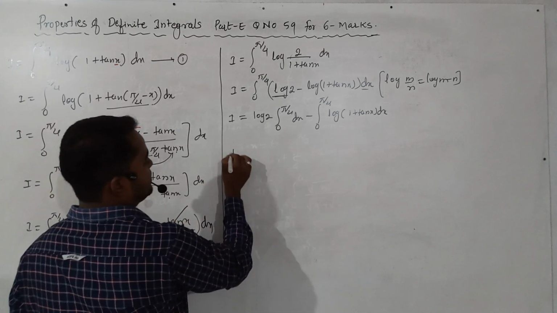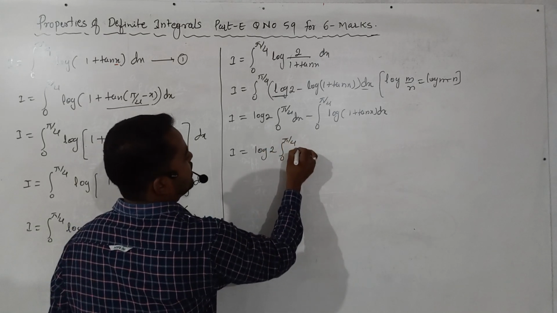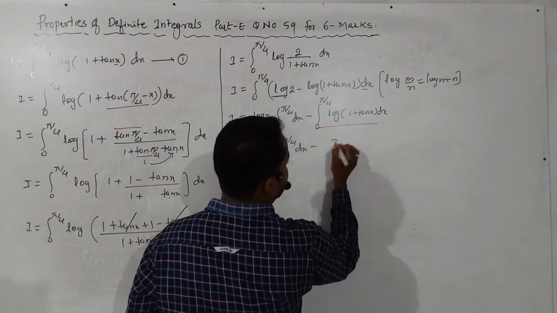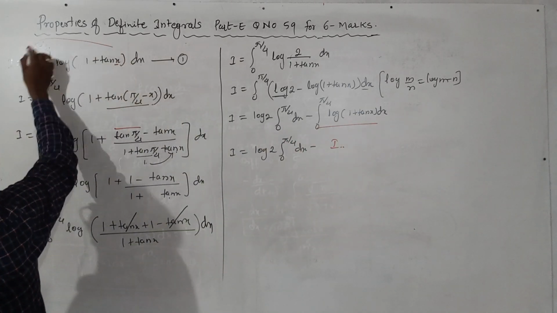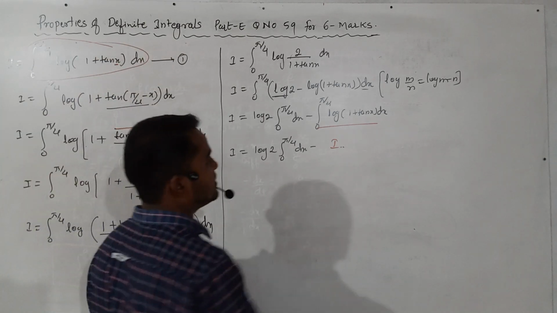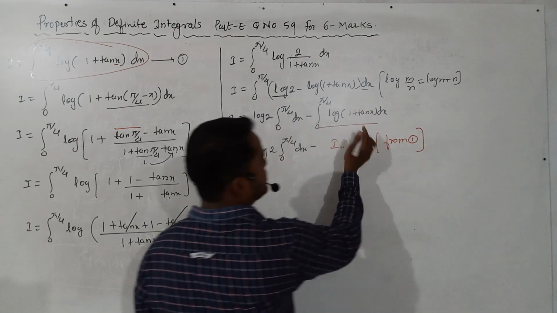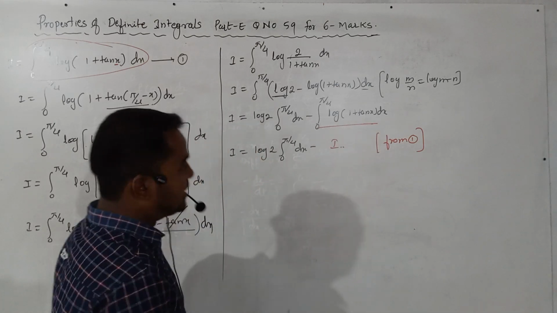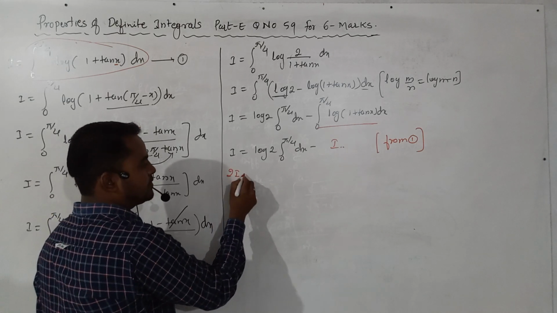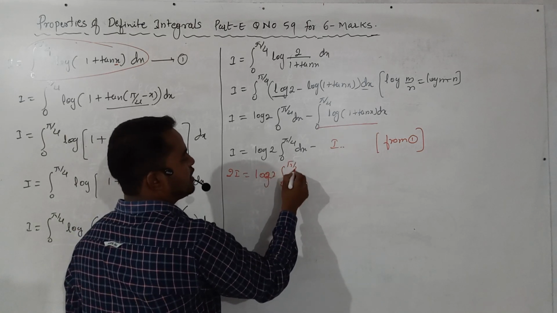Now see here, this is I is equal to log 2 integral from 0 to 5 by 4 dx minus, instead of this I am writing I from equation 1. The value of this is what? I from 1. I am writing the reason here, from 1 I am using, this is replaced by I. Now I am taking minus I to the left hand side. I plus I is what? 2I. That is log 2 integral from 0 to 5 by 4 dx.